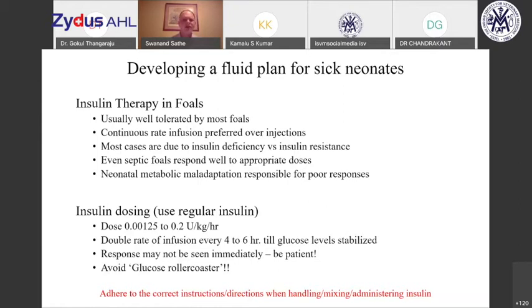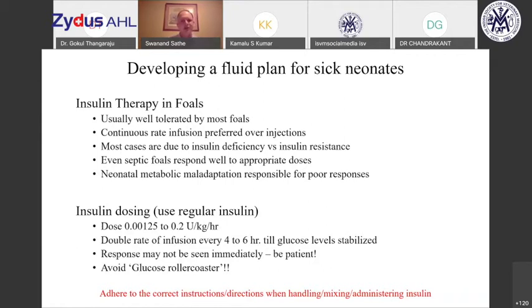In foals that have neonatal metabolic maladjustment, these foals are particularly challenging because no amount of glucose or insulin that you push in tends to fix them. But again, like I repeat, just be patient, give them several hours, not several minutes, but several hours to respond to your therapy. So how do you use insulin?